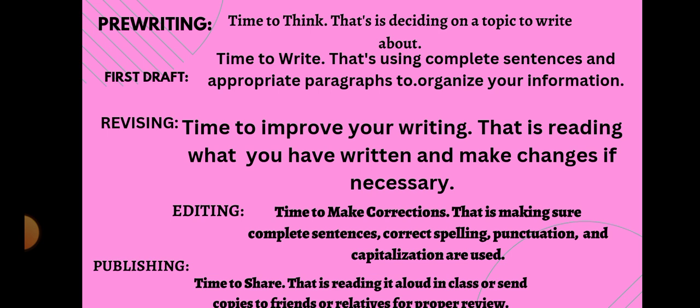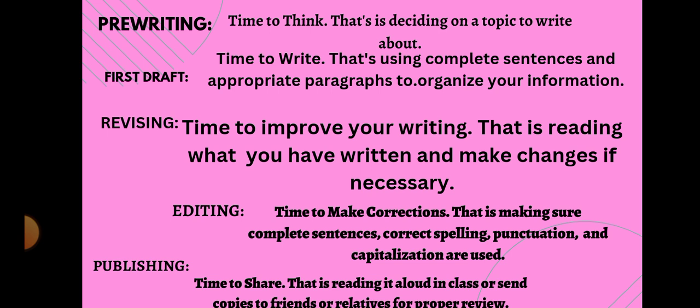Then the next stage is the revising stage. The revising stage is a time to improve your writing. That is, reading what you have written and making changes if necessary. Keeping in mind what others suggest, add descriptive words and more detail in order for you to have a well-established and elaborate writing or story.